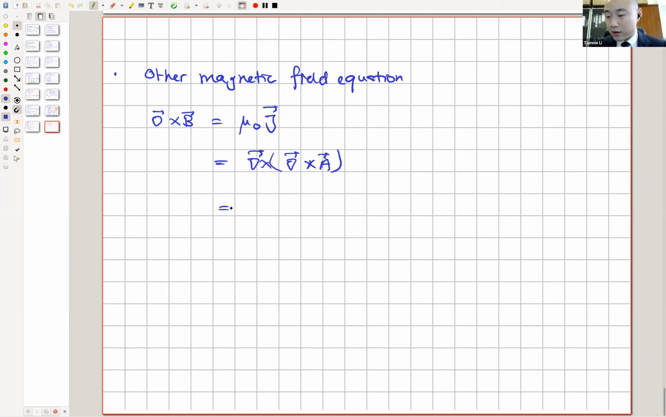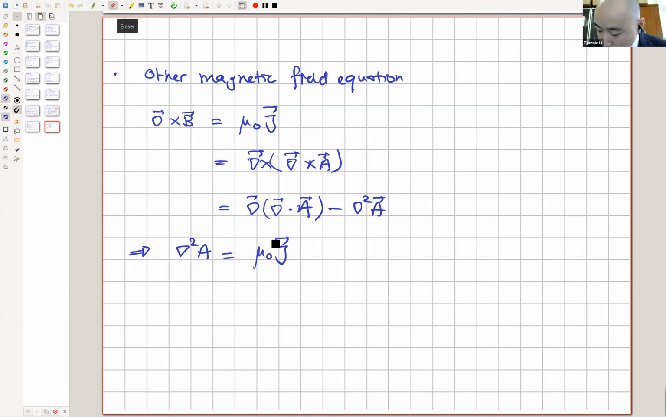And using our vector differential operator identities, we know that this is just the gradient of the divergence of A minus the Laplacian of A. And so we arrive at this particular form where we can write that the Laplacian of A equals the gradient of the divergence of A minus mu naught J.